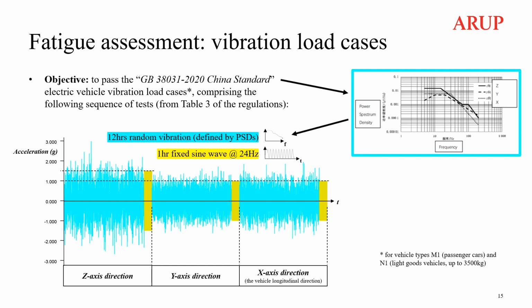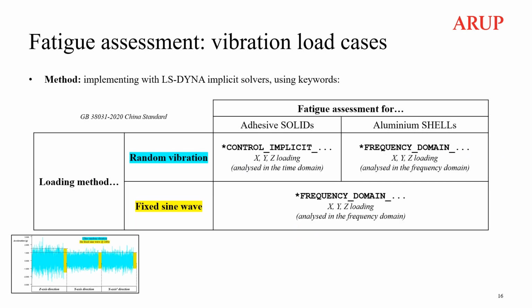To achieve this mixture of random vibration loading and fixed sine wave loading, the following implicit analysis keywords were needed. For both adhesive and aluminium, the fixed sine wave loading was achieved with a star frequency domain keyword variant. For random vibration, the aluminium was also analysed in the frequency domain using a different star frequency domain keyword variant, whereas the adhesive was analysed in the time domain using a definition on a variant of star control implicit.